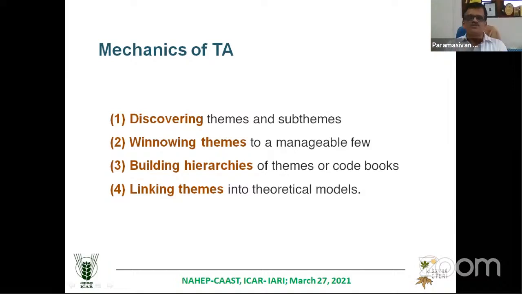Based on the themes, you are building hierarchies, that is called a mind map. When you create a mind map, it will have the hierarchy as well as linking. So that means you are also saying these are all the different kinds of problems the farmers faced during the COVID times. One problem is the marketing problem, another is the non-availability of labor, and the third problem is there is less demand.